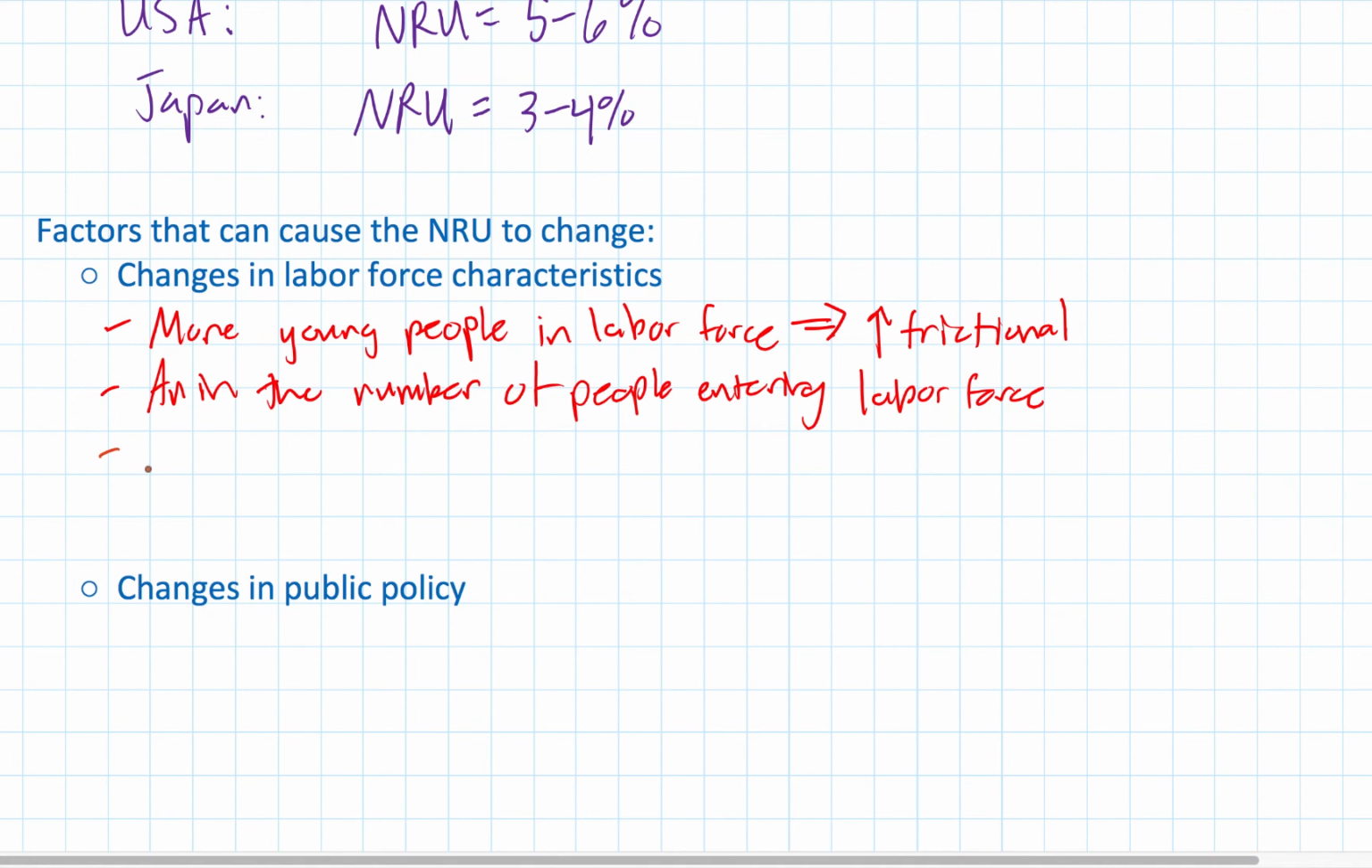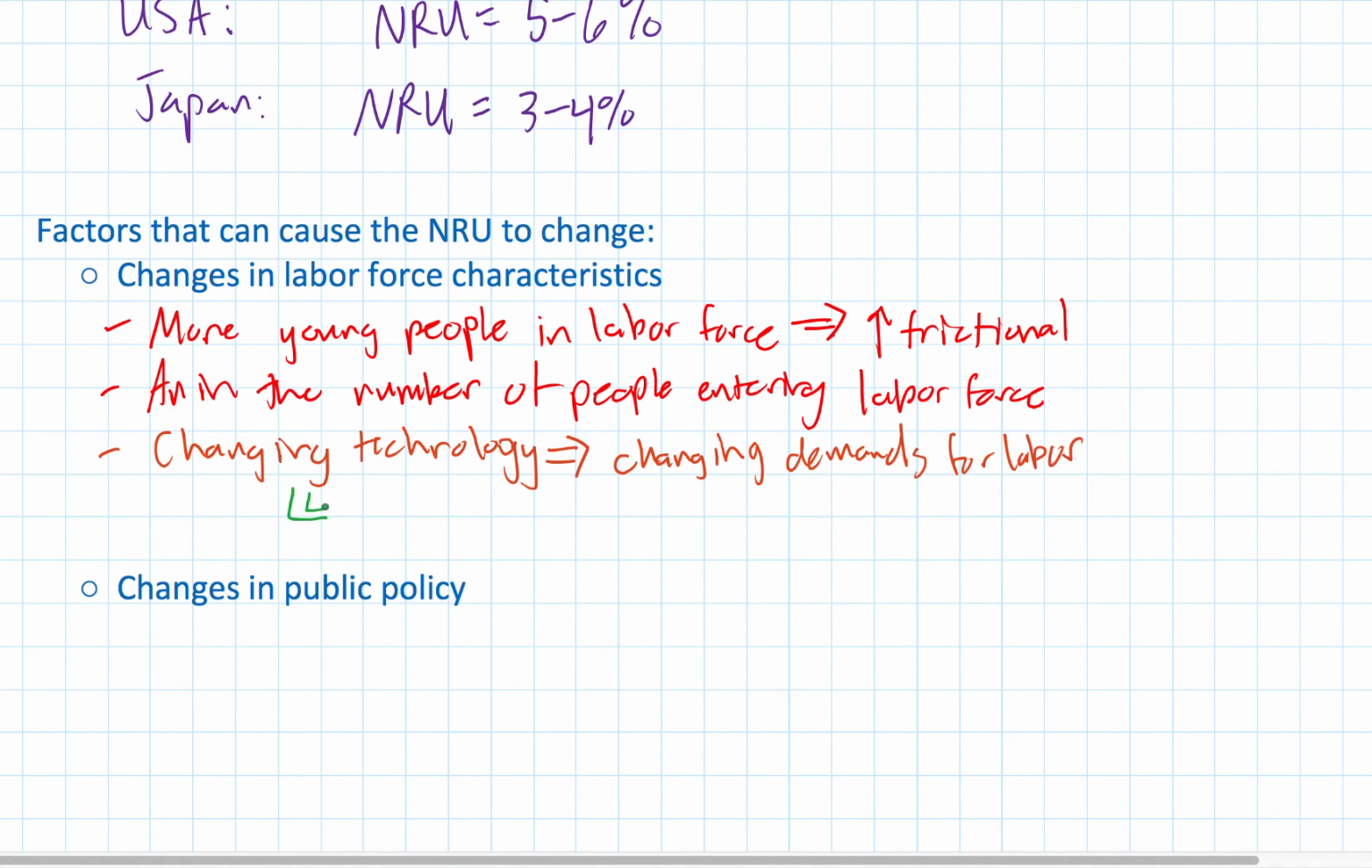Another factor that could cause a change in the NRU is a change in the skill set or the abilities of workers in a country relative to what's in demand from the country's employers. For example, if technology changes faster than the ability of workers to adapt to the changes in technology, we would expect to see structural unemployment increase. So we could say that changing technology leads to changing demands for labor. This could lead to increased structural unemployment.